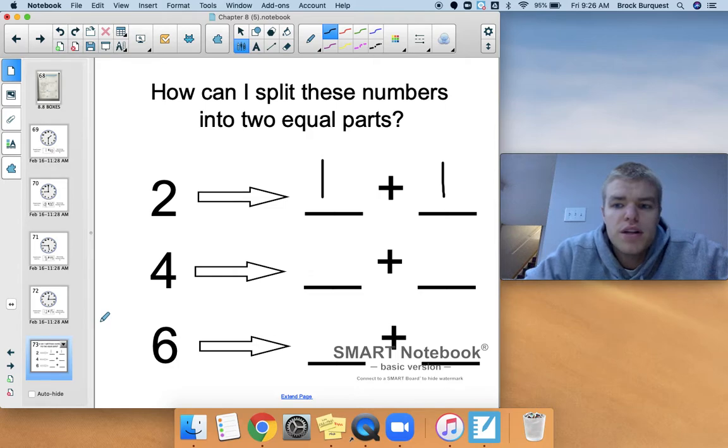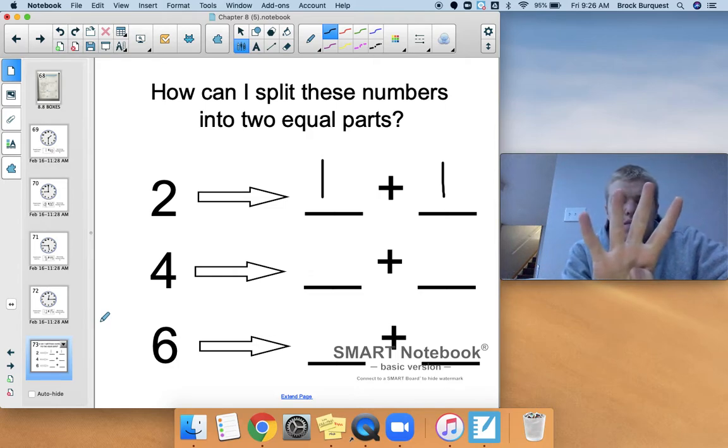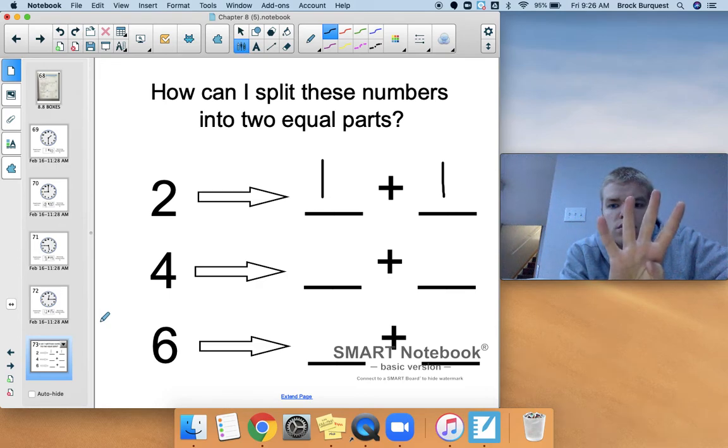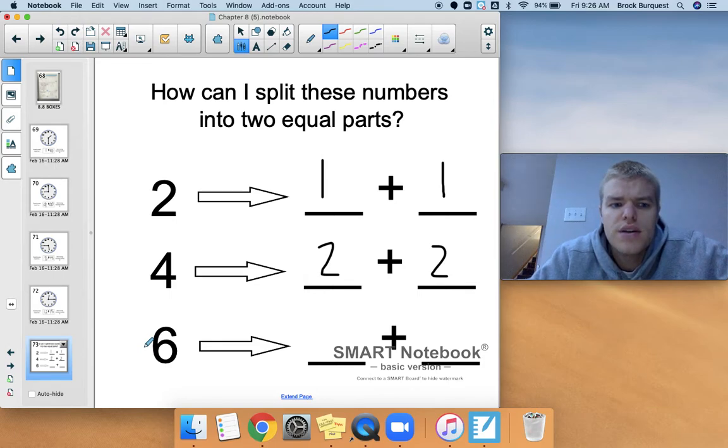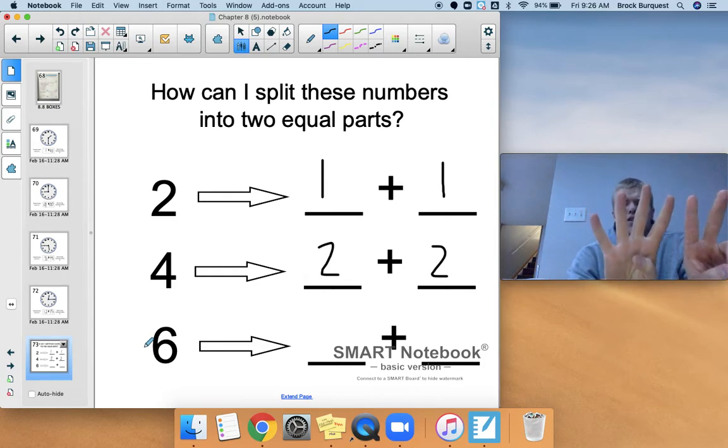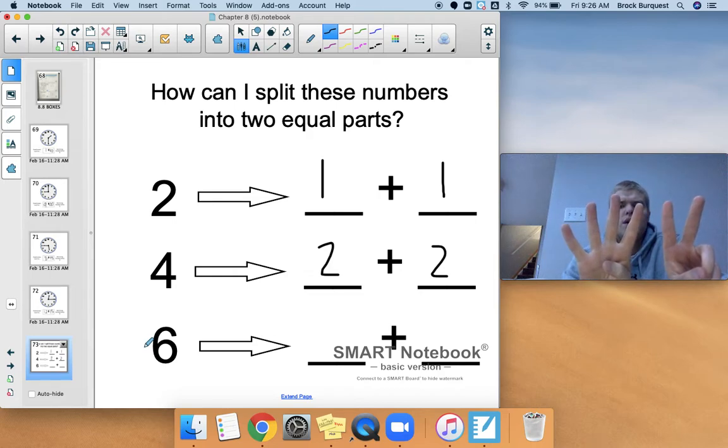Now, if I wanted to split 4 into 2 equal parts, okay, I'm going to probably do 2 and 2. Does that work? Is 2 plus 2 4? Yep, it definitely is. Awesome. Here's a little tougher one. 6. How do I split? I have 6 fingers right here. There we go. How do I split these up?